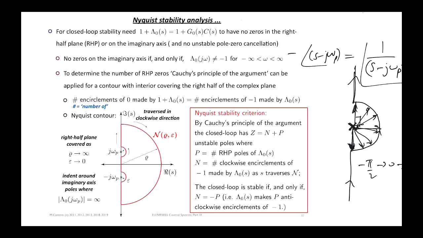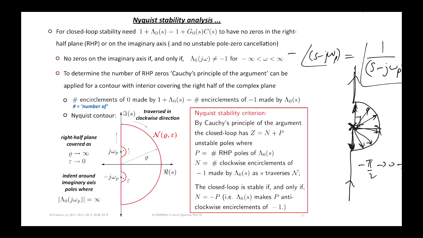Okay, good morning everyone. So the plan today is to continue looking at the Nyquist stability criterion. This is a method for assessing the stability of a feedback control system, or a feedback interconnection of two systems.